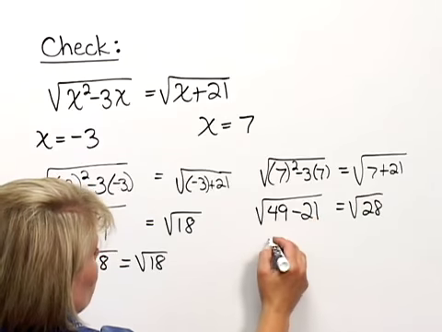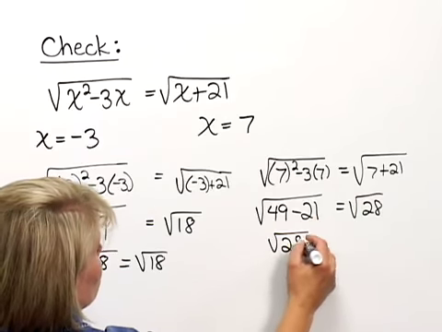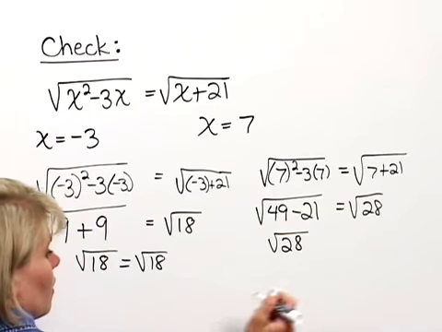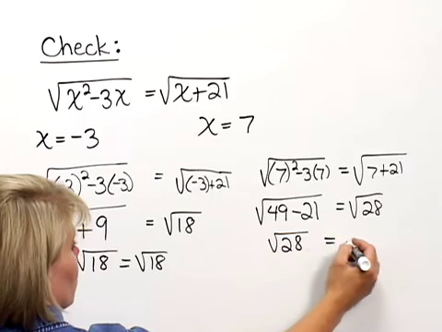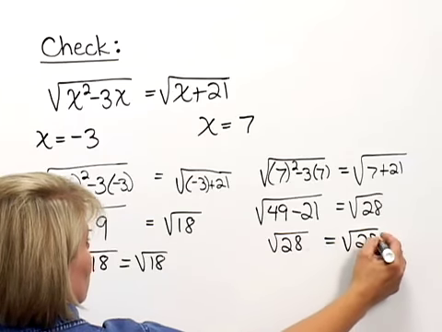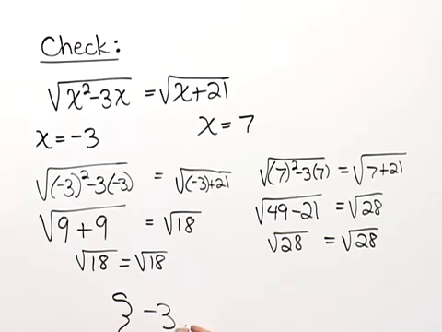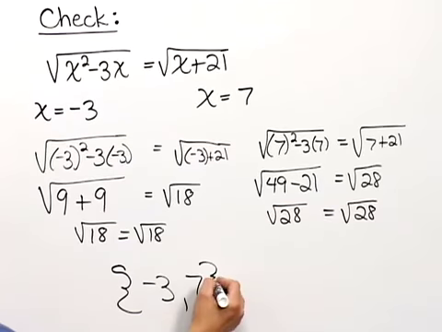Here, if we subtract those, it's square root of 28, which equals square root of 28. And that's true, so our solution set is the set of negative 3 or 7.